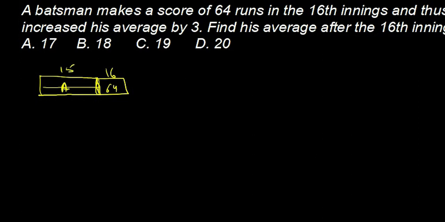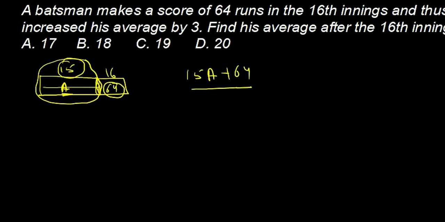अगर एवरेज A था तो इस पूरे बॉक्स का टोटल कितना होगा? 15 आपका टोटल इनिंग्स थी. ए इसका एवरेज है तो पहले इसका जो टोटल था वो 15 ए था. नाउ इस बॉक्स का टोटल हो गया 64. तो अगर मैं इसका एवरेज निकालूं तो हाउ मेनी इनिंग्स आर देयर? एक्चुअली राइट नाउ दिस 16 innings are there.